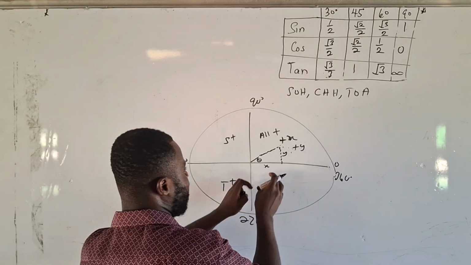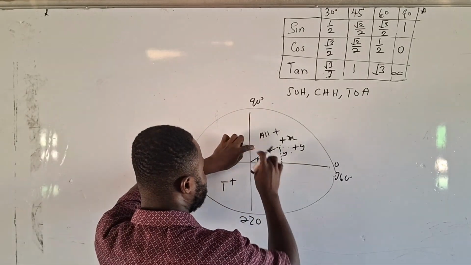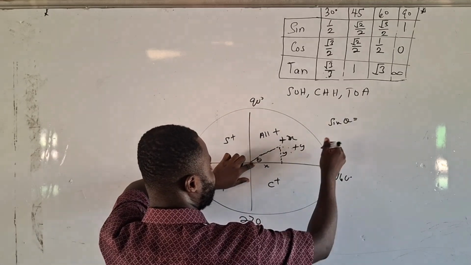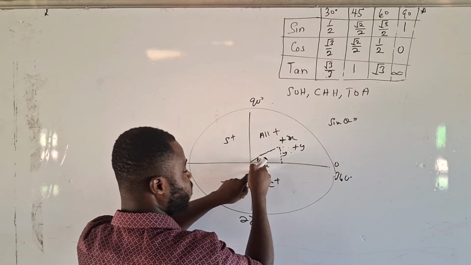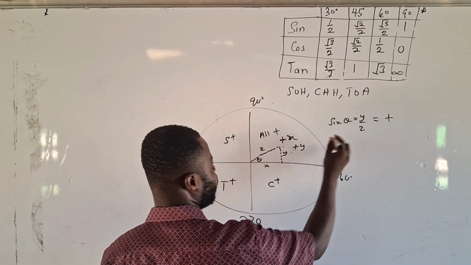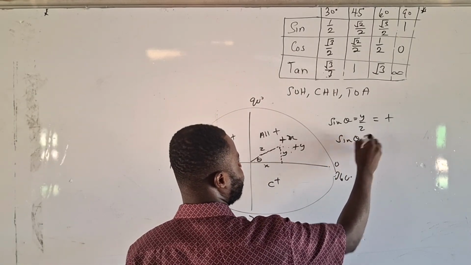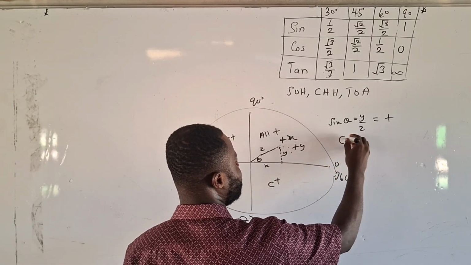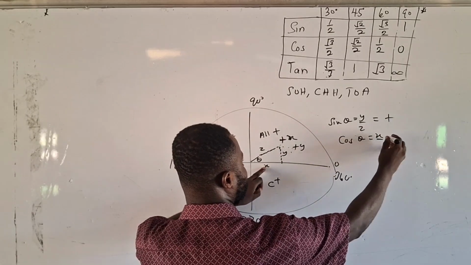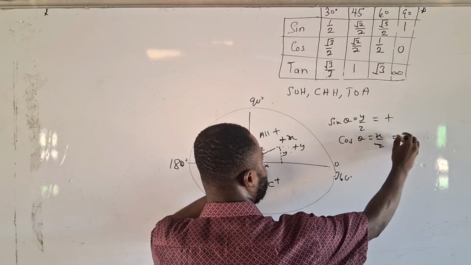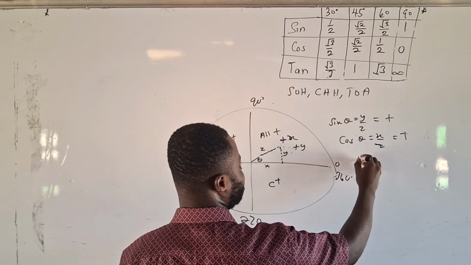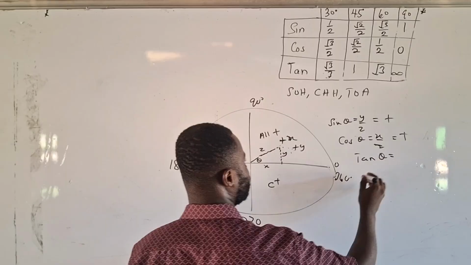So, let's say I'm looking for sine theta. Sine theta here. Sine is opposite. So opposite gives a positive answer. So sine is positive here. And if I'm looking for cos theta, cos is adjacent, x over hypotenuse, which is z, which is also going to give me a positive answer. Then I have tan theta.